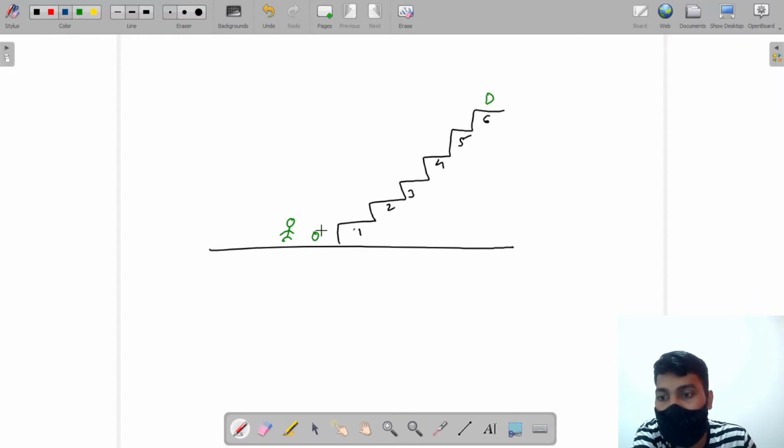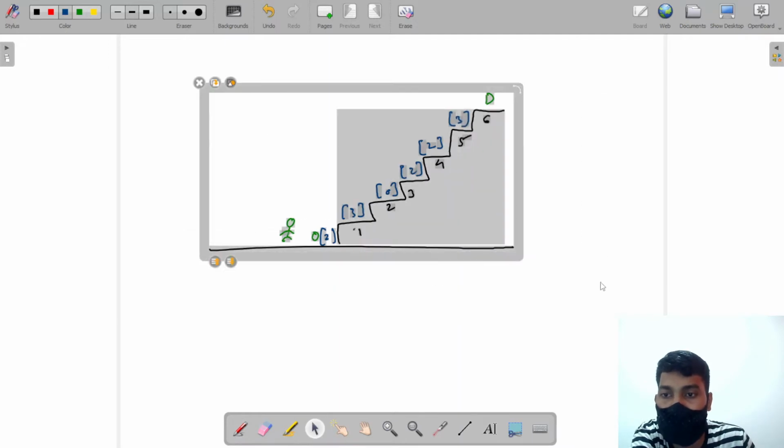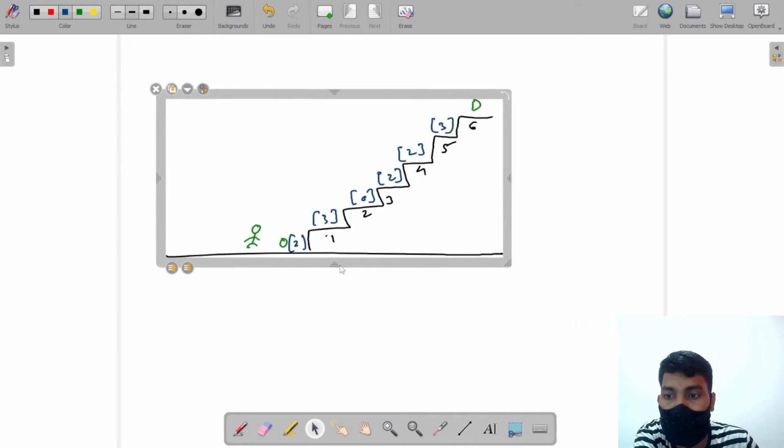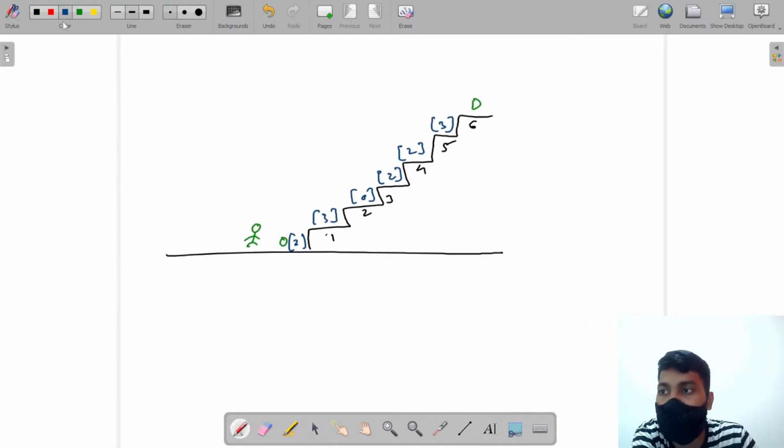We are provided with some numbers. Let's say 2, 3, 0, 2, let's say this, and 3. Okay, we are provided with some numbers. What are these numbers representing? In the previous question, what were the choices that we were given? We were given that from any stair we can take these many jumps. Either we can take 1 jump, 2 jumps, or 3 jumps.